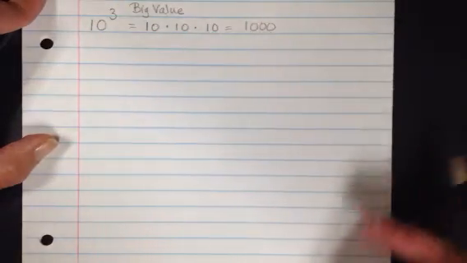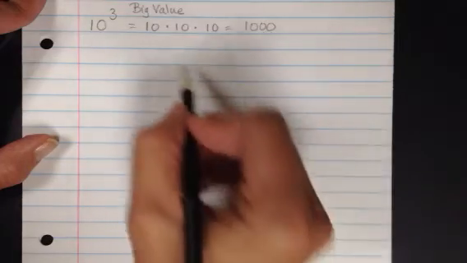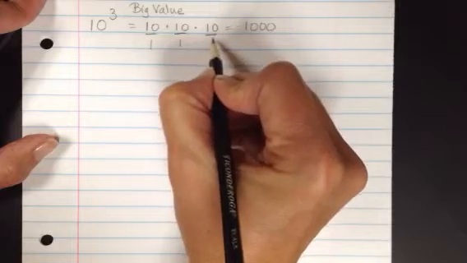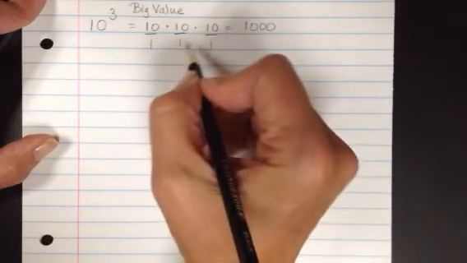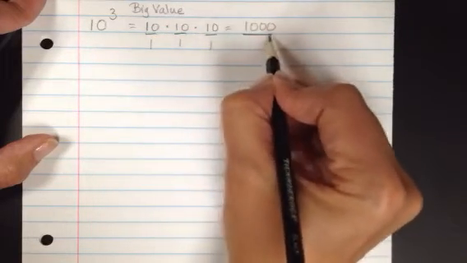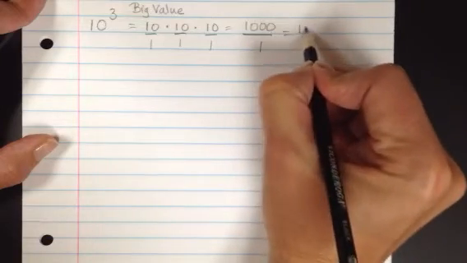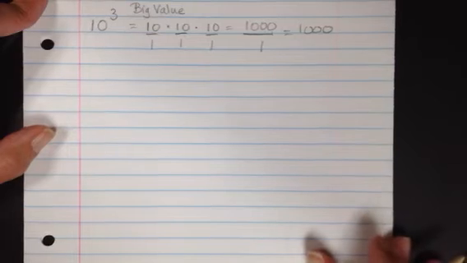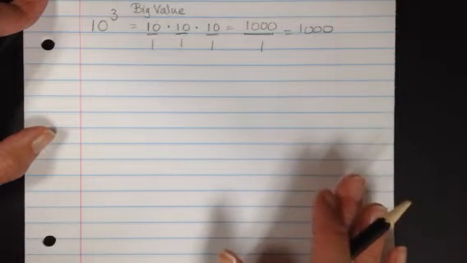10 multiplied 3 times. This could be written, if you needed to write it as a fraction, as 10 over 1 times 10 over 1 times 10 over 1, which would give you 1,000 over 1, which is still just 1,000. There are different ways that different people talk about it. All of these exponents are positive.